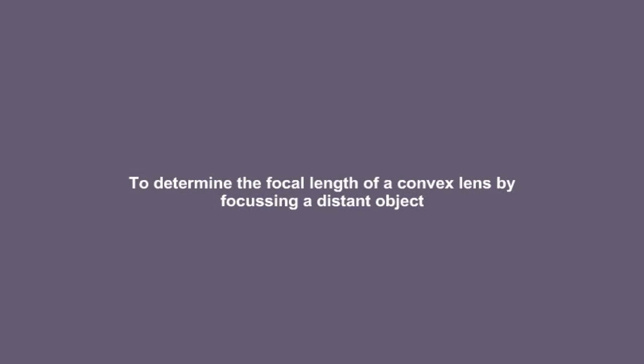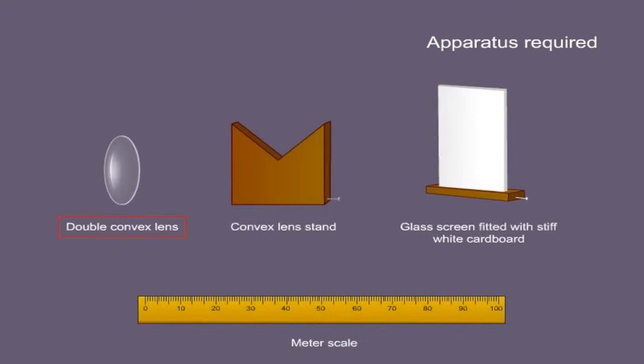To determine the focal length of a convex lens by focusing a distant object, apparatus required: double convex lens, convex lens stand, glass screen fitted with stiff white cardboard, meter scale.